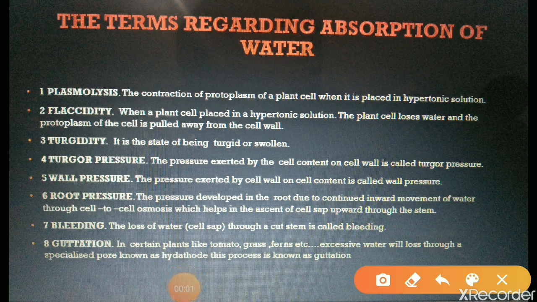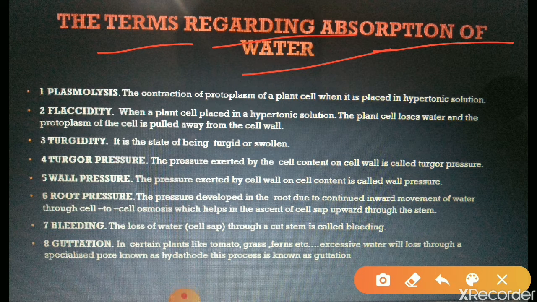Next we can learn some terms regarding absorption of water. First one is plasmolysis. The contraction of protoplasm of a plant cell when it is placed in a hypertonic solution. Already we learned what a hypertonic solution is. That means the solution which has more solute concentration and less water concentration. Such a solution we call the hypertonic solution.